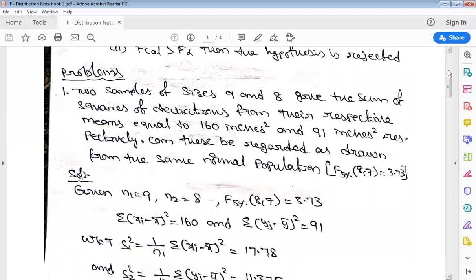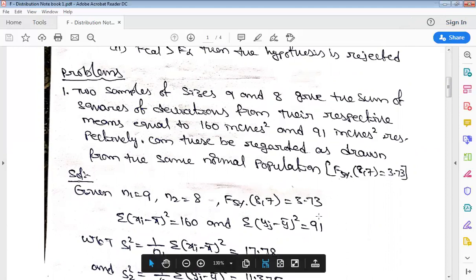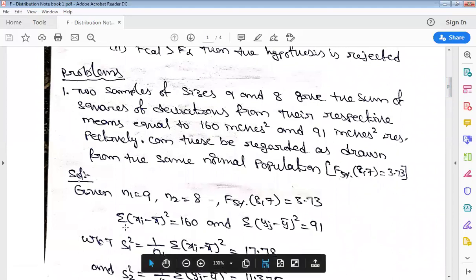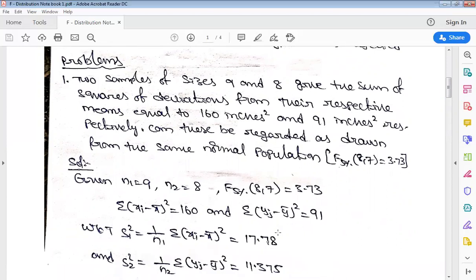First, they have given us the sample sizes. We denote them by N1 and N2. N1 is 9 here and N2 is 8. F of 5%, 8,7 is also given as 3.73. In the problem, they have given the sum of the squares of deviation from their respective means. That means summation of xi minus x bar square, which is 160. And for the second sample, we are denoting this by yj minus y bar the whole square, which is 91.